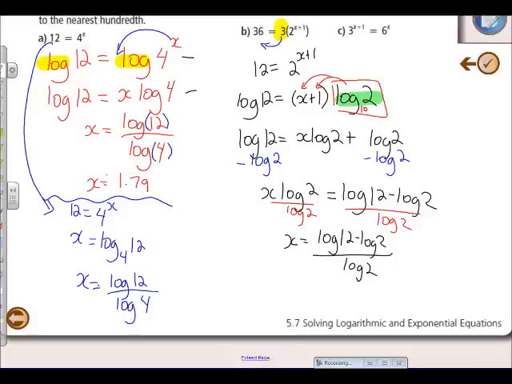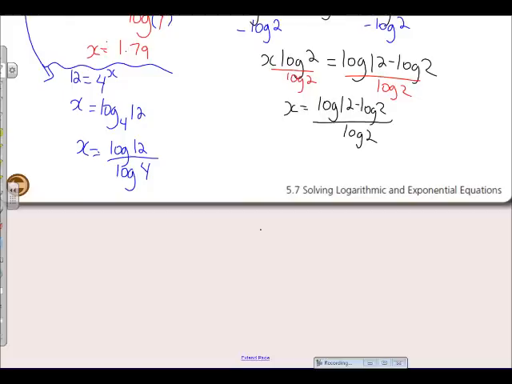Those log 2's cannot cancel off. You've got adding and subtracting holding you back. That's the exact form. That's as simple as you can make it. In that way, you could bring the numerator together if you wanted and go to, not that you have to, but you could go with log of 12 divided by 2 over log 2. So x equals log 6 over log 2. You could do that. You don't need to, though.